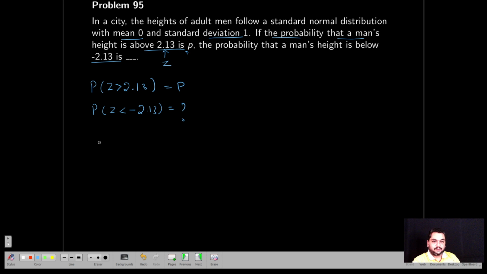You already know that P of Z less than minus 2.13, to convert it to a plus value, will be P of Z greater than 2.13, based on the symmetric concept of the normal distribution. This is nothing but the same P.